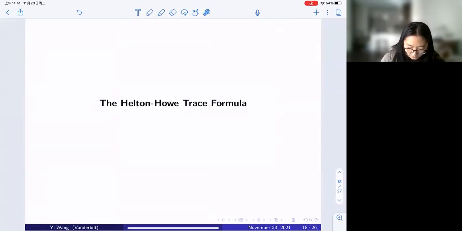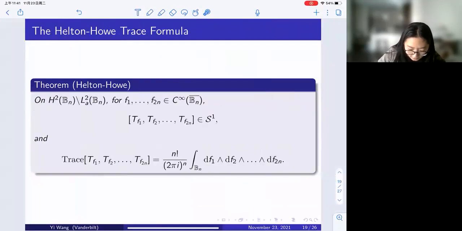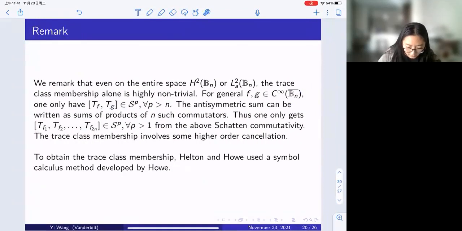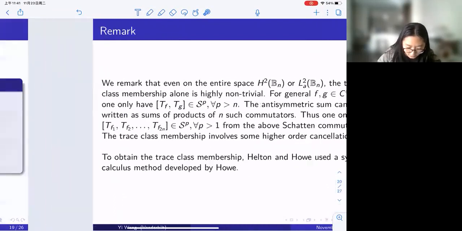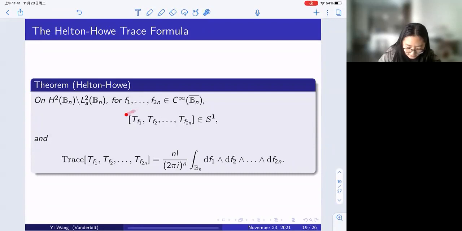Okay, the next topic is the Helton-Howe trace formula, which is another geometric invariant. As we introduced before, on the Hardy space or the Bergman space, Helton and Howe proved the following result. If you consider the Toeplitz operators with smooth symbols, then this anti-symmetric sum is in the trace class, and you have this trace formula. And here's a remark: this trace class membership is highly non-trivial.